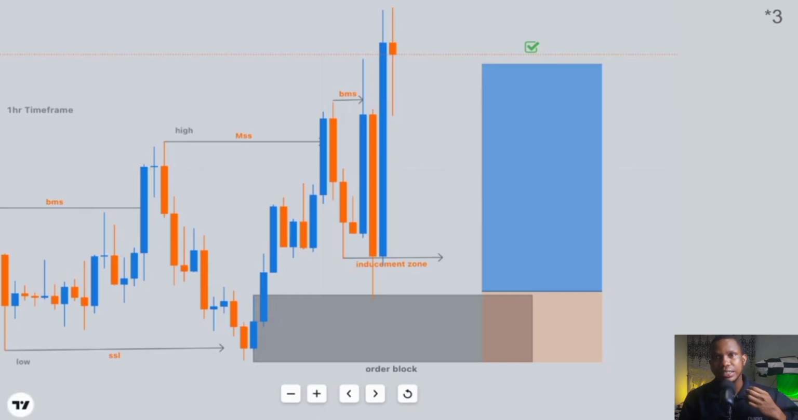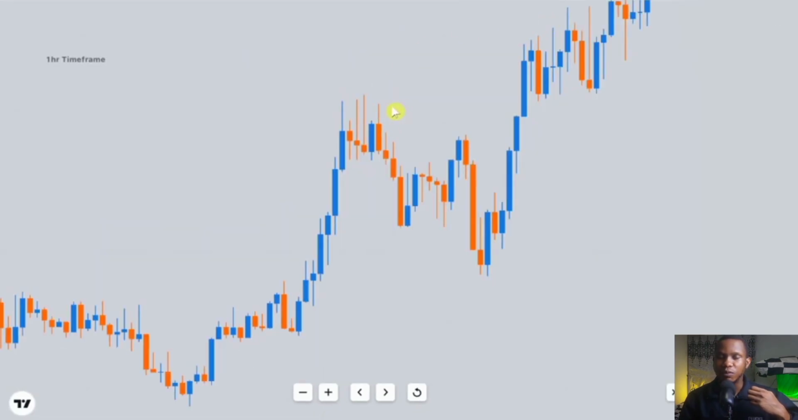So let's take another example, guys. This is the 1 hour time frame of USD-JPY.